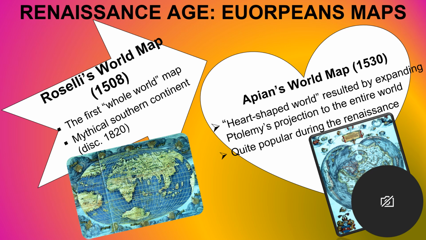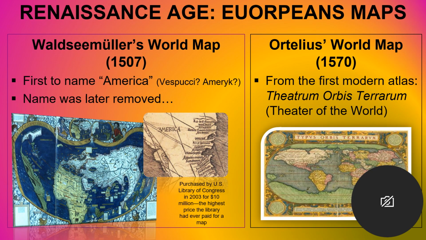Renaissance age European maps: we have Ruysch's world map and Apian's world map. Here you can see the pictures below. Here, Waldseemüller's world map and Ortelius's world map. You can see the pictures below. It was the first to name America, the first one, and the second one is the modern atlas.